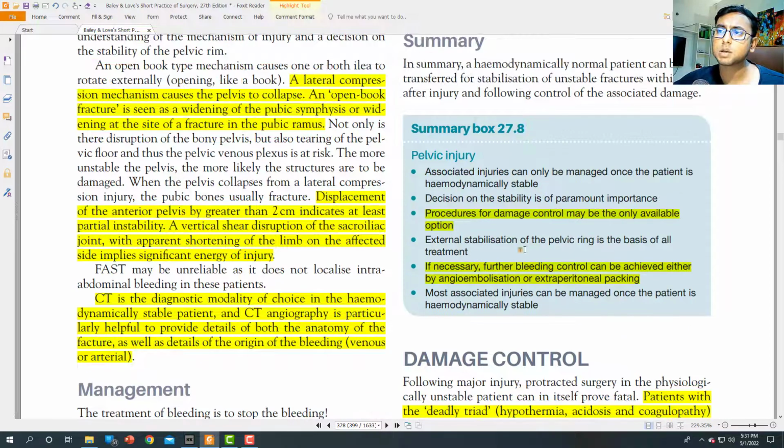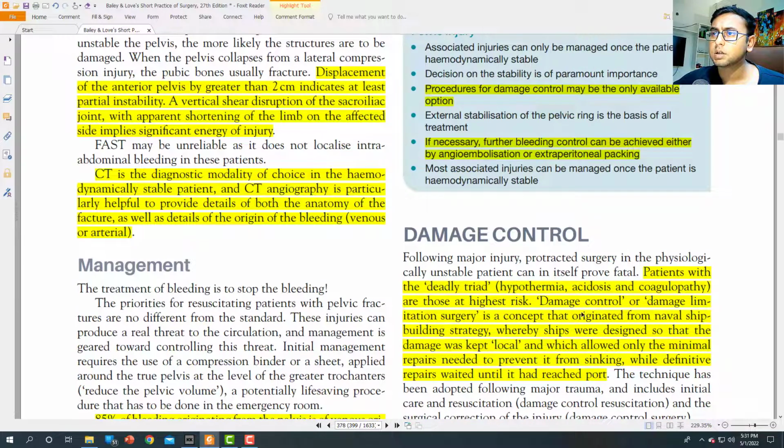The pelvic injury summary, very important. Patients with the deadly triad, hypothermia, acidosis, and coagulopathy, these three things are very dangerous. The deadly triad is the highest risk. Damage control, damage limitation surgery, is a concept that originated from naval shipbuilding strategy, whereby ships are designed so that the damage can be kept local, which allows only the minimal repairs needed to prevent it from sinking, while definitive repairs wait until it has reached port.